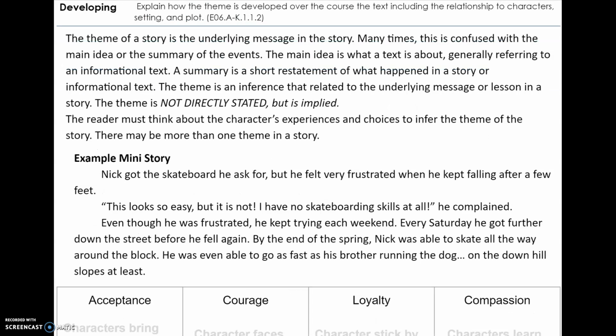Nick got the skateboard he asked for, but he felt very frustrated when he kept falling after a few feet. "This looks so easy, but it's not. I have no skateboarding skills at all," he complained. Even though he was frustrated, he kept trying each weekend. Every Saturday he got further down the street before he fell again. By the end of spring, Nick was able to skate all the way around the block and was even able to go as fast as his brother running the dog, on downhill slopes at least.